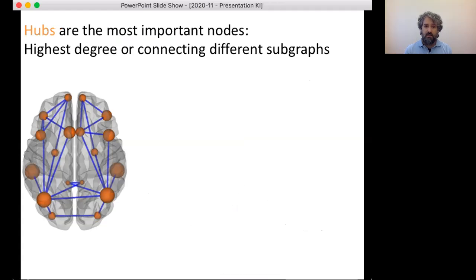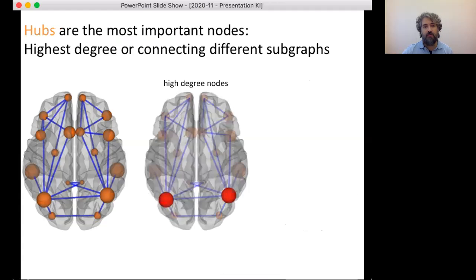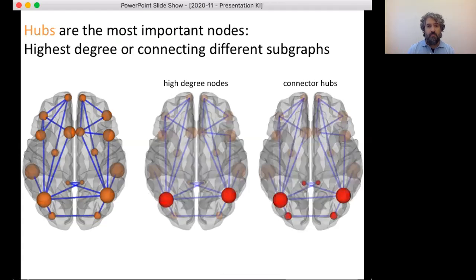Another concept that is often used is the concept of hubs. A hub is a node which is important in the network. How do you define importance? Well, one way is to look at nodes that have high degree. So the higher the degree, the more important. If you have a lot of connections, you are important. But you can also think about connector hubs, which do not necessarily have a high degree.